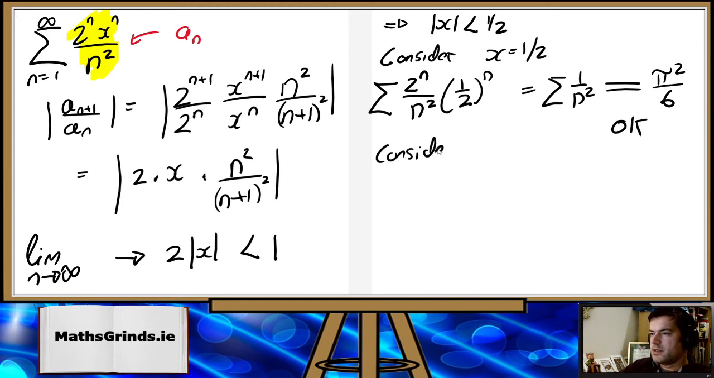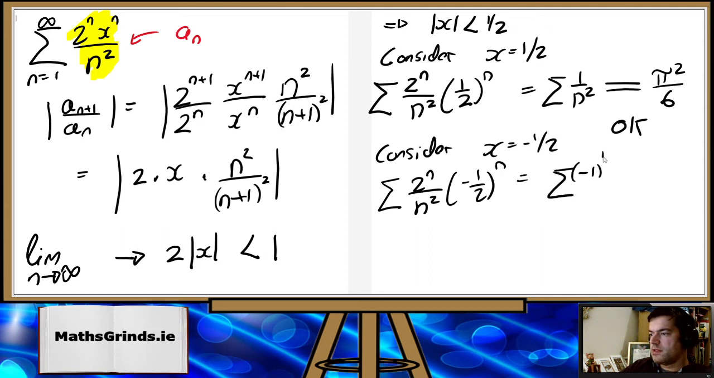And then we need to consider x equal to minus a half. We get the sum 2^n over n squared, and then that's minus a half to the power of n. So that would be the sum of (-1)^n over n squared, which also converges because the previous result is a well-known convergent series.